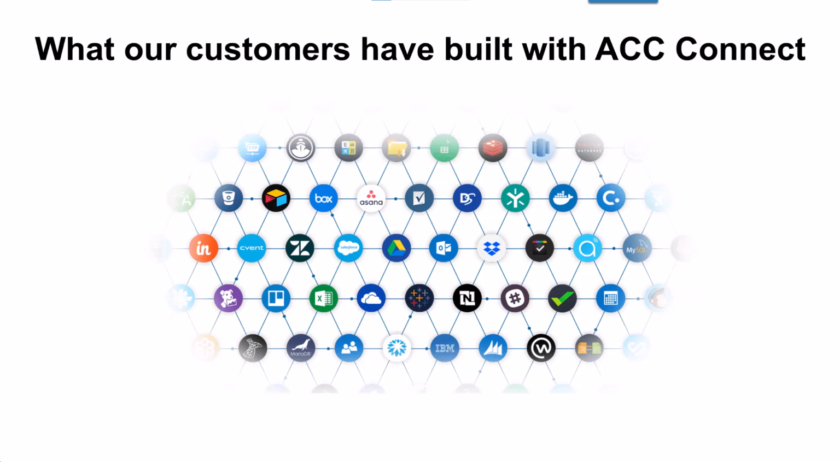What our customers have built with ACC Connect. This slide shows just how versatile ACC Connect can be. Our customers use it to seamlessly link Autodesk Construction Cloud with dozens of other platforms ranging from Microsoft 365, Box and Google Drive to Jira, Asana, Slack and Salesforce. With a drag and drop interface, teams can automate file transfers, sync task lists, trigger notifications, and integrate data across tools without writing a single line of code.